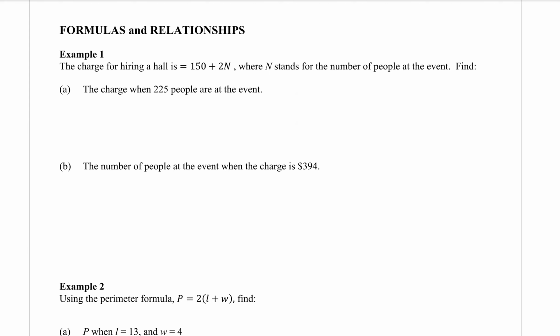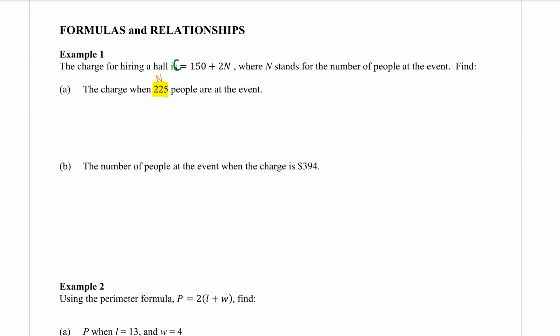The charge for hiring a hall is equal to 150 plus 2n. Now I would say C for charge is equal to 150 plus 2n, just so that it's a whole complete equation, where n stands for the number of people at the event. Find the charge when 225 people are at the event. Now that 225 people, that is the number of people, or the n, in that equation.